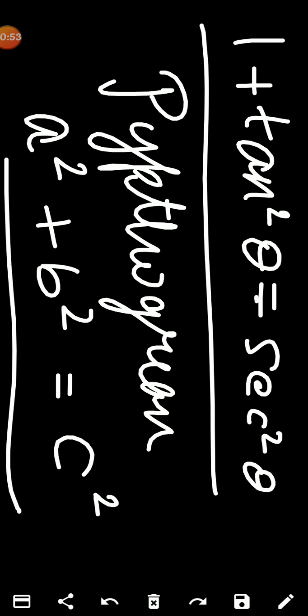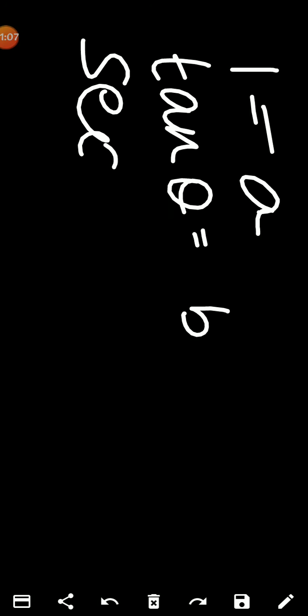Well, it's very simple. We can take 1 as a, tan theta as b and secant theta as c. Now what was our identity? 1 plus tan square theta is equal to secant square theta. Now 1 can be written as 1 square, 1 cube, anything, so your value will be 1 only.